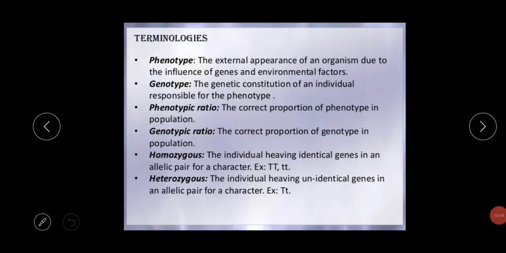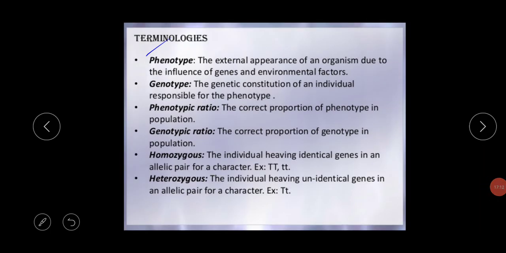Next is the terminology, the phenotype. What is the meaning of phenotype? The phenotype is the external appearance of an organism. It means what you look like: my skin color, my eye color, my hair color. This is the phenotype, which you can see from the outside.